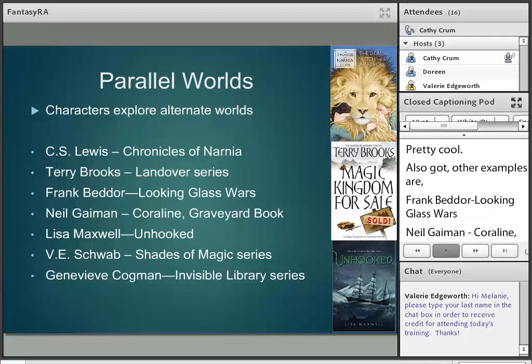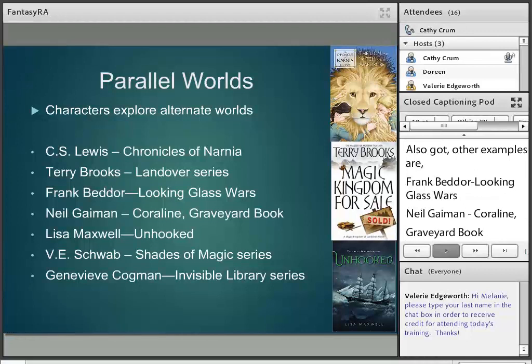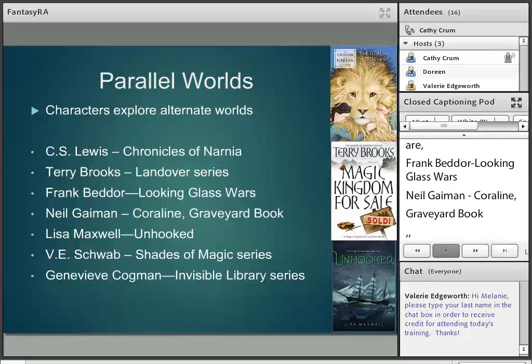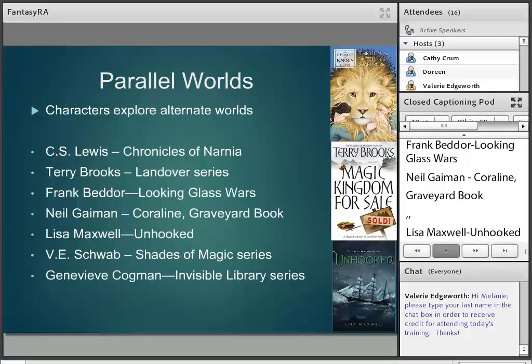Lisa Maxwell's Unhooked is a dark retelling of Peter Pan in which a teen is spirited away to a Neverland that's not quite like the one you know from Disney. In V.E. Schwab's Shades of Magic series, Kel is one of the last magicians able to travel between parallel universes that are connected by different versions of London. You've got the gray, which is our non-magical version, the red, the white, and the mysterious black, of which no one speaks.